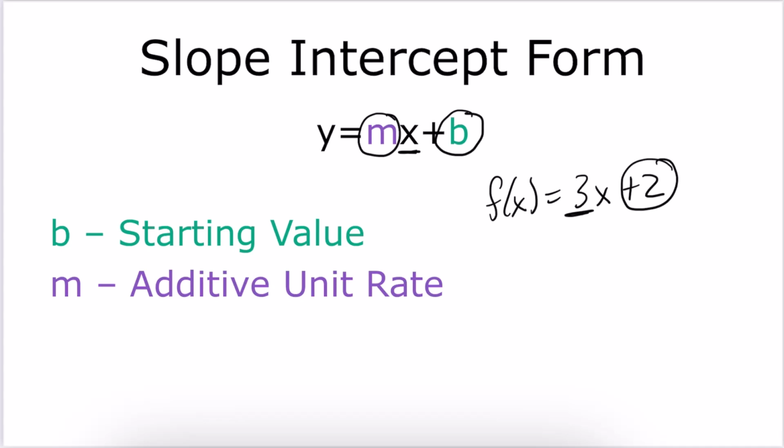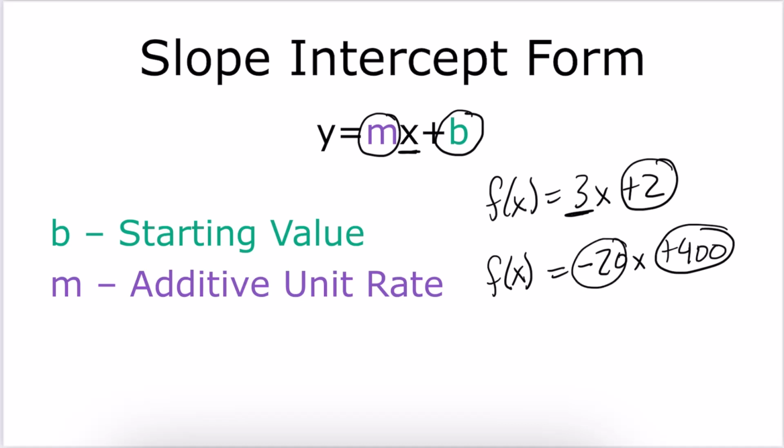In the example where she was spending her money, and we had f of x equals negative 20x plus 400, the positive 400 represented that she started with $400, and the negative 20 showed that she was consistently subtracting $20 every day. So that's the basic idea of a linear function.